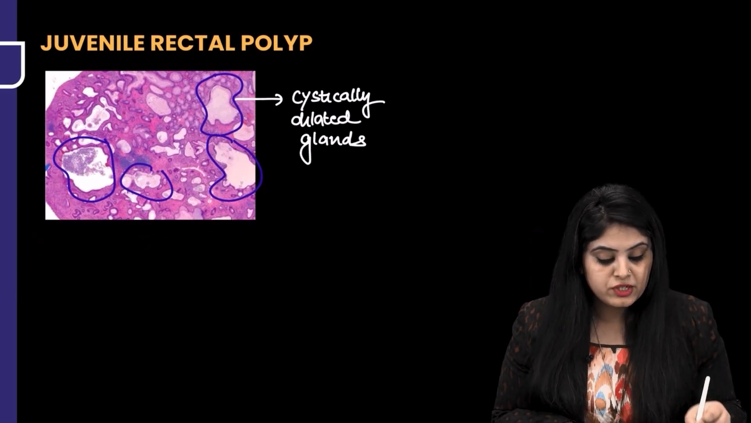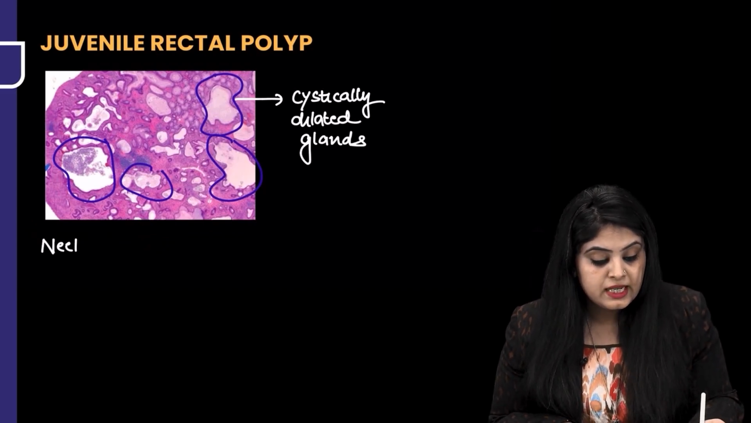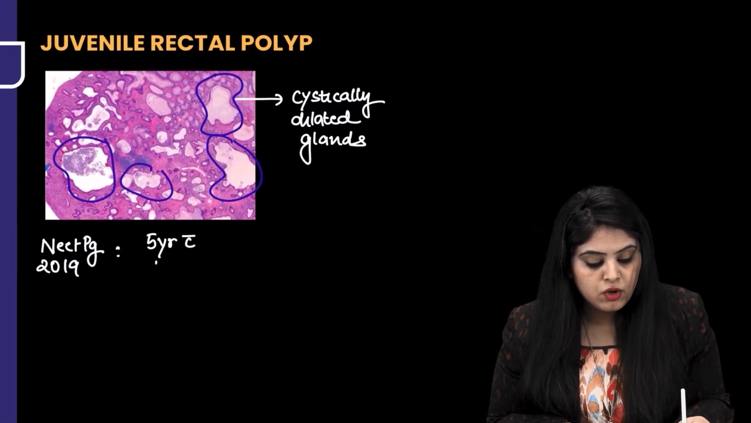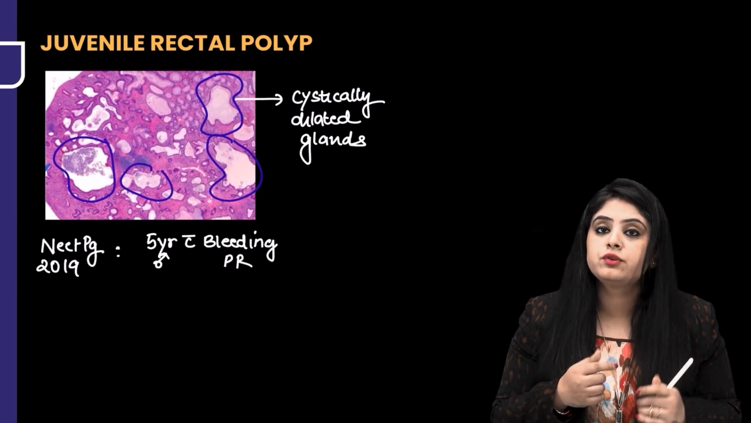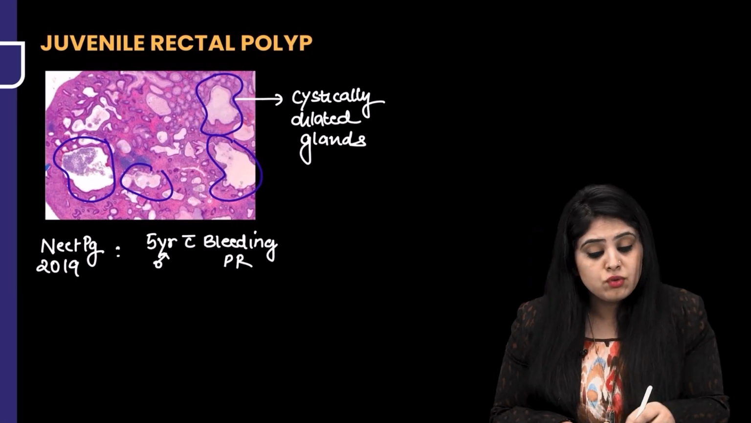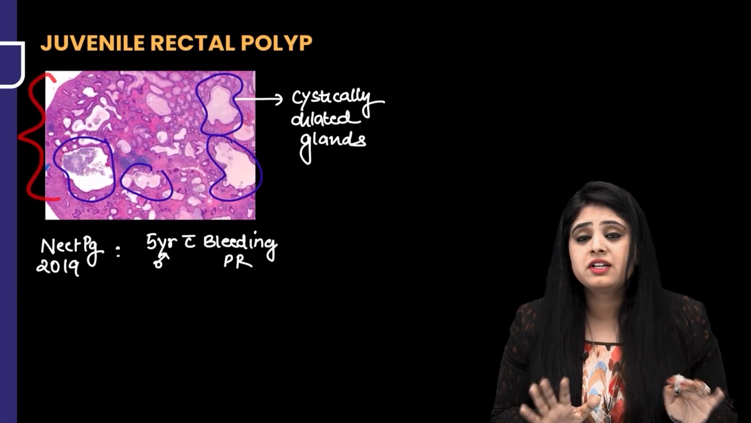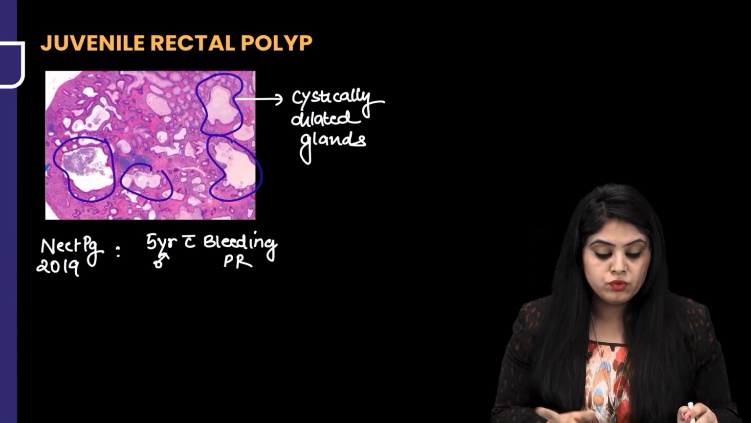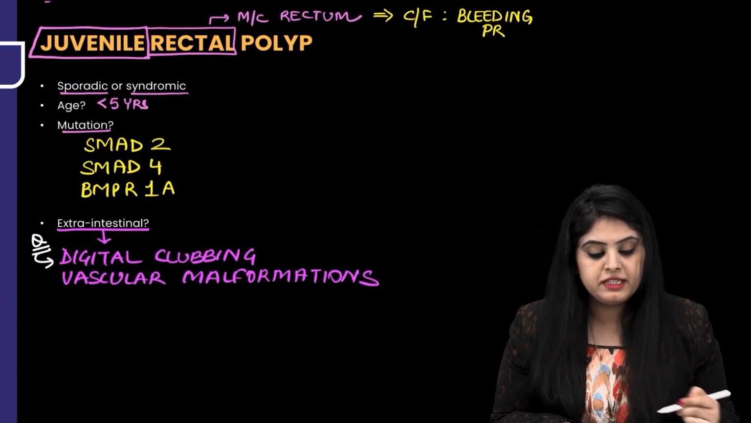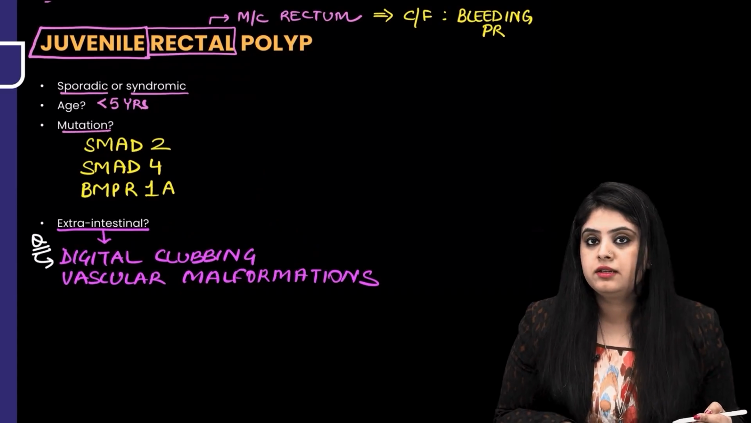So whenever this question came, and this question came in the NEET PG 2019, and let me tell you, it came as a 5-year-old child or a 5-year-old boy with bleeding PR. That is how the question came, and this picture was given. So could you have correlated? Yeah, then anyone can give the answer. So don't worry, this picture will never ever come like a spotter image to you. No, it will always come with a corresponding history. That is the first thing, that is juvenile rectal polyp.